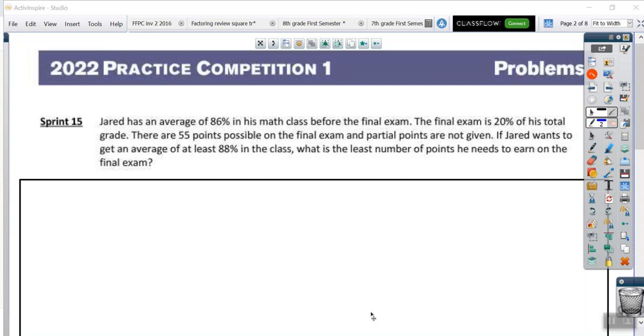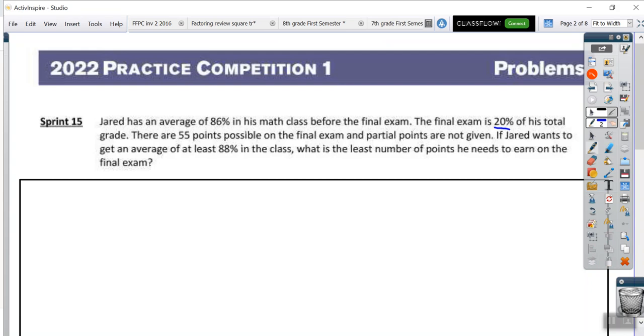All right, so Jared has an average of 86, and he's going into his final exam. He doesn't really want an A, but he wants at least a B plus. Why is a good question, but we'll find out. The final exam is 20% of the final grade, and there are 55 points on the final exam. How many points does he need to get to reach that 88%?